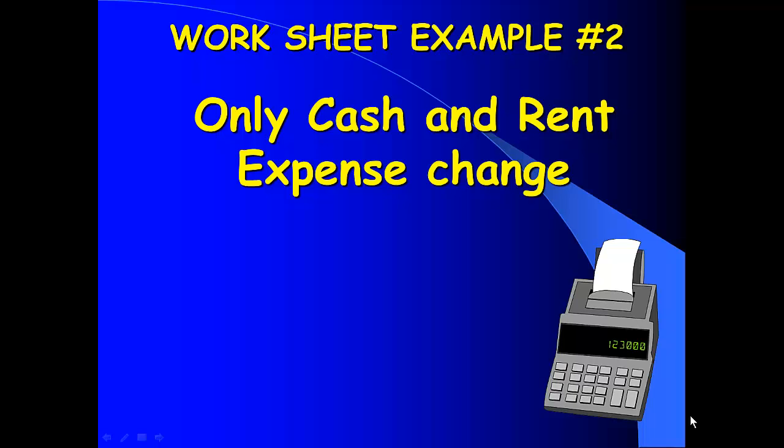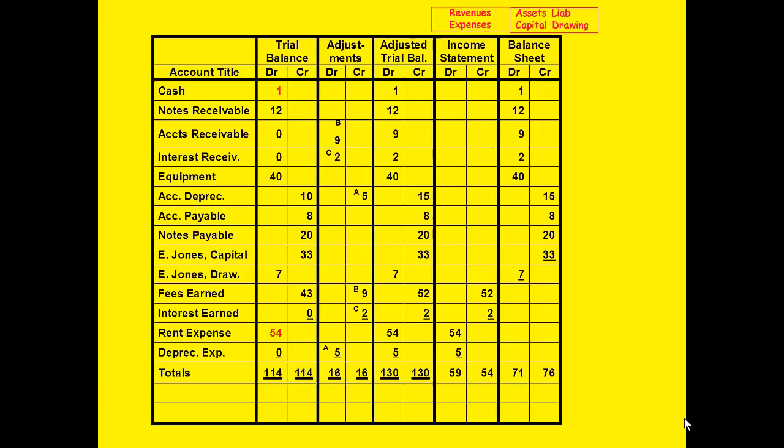Let's do one more example. The only change we are going to make here is to change the amount of cash and then the amount of my rent expense. Everything else stays the same. So you notice I've recalculated the balance for the trial balance and also for the income statement and the balance sheet columns. Notice now with my totals on the income statement column, my total debits are 59, which means my expenses are 59. My total credits or revenues are 54. This time I don't have a net income, but I have a net loss.